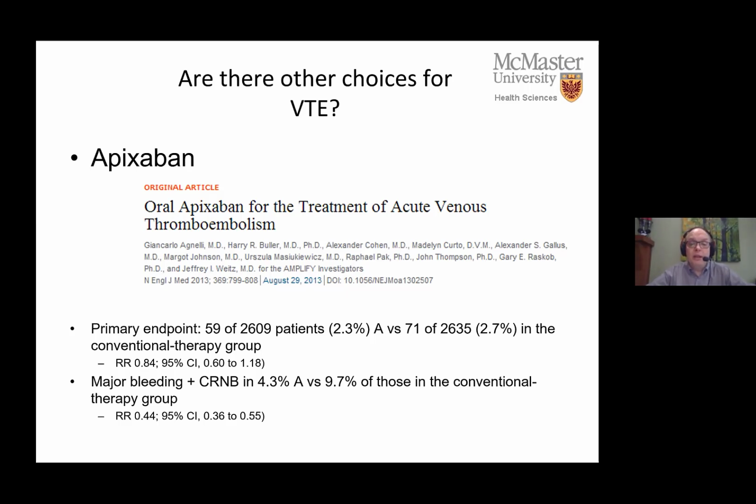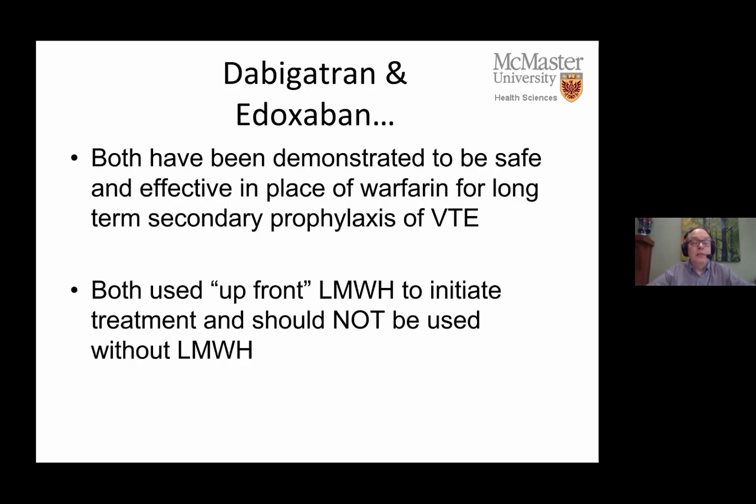Primary endpoint in 59 of 2,609 patients with apixaban, 71 of 2,635 in the conventional therapy, and a much lower rate of bleeding with apixaban than the conventional therapy group, about half the rate. And so this study concluded, as did the prior, that apixaban was highly effective and safe for the treatment of acute venous thromboembolism. Both dabigatran and edoxaban have also been demonstrated to be safe and effective in place of warfarin for long-term secondary prophylaxis of VTE.